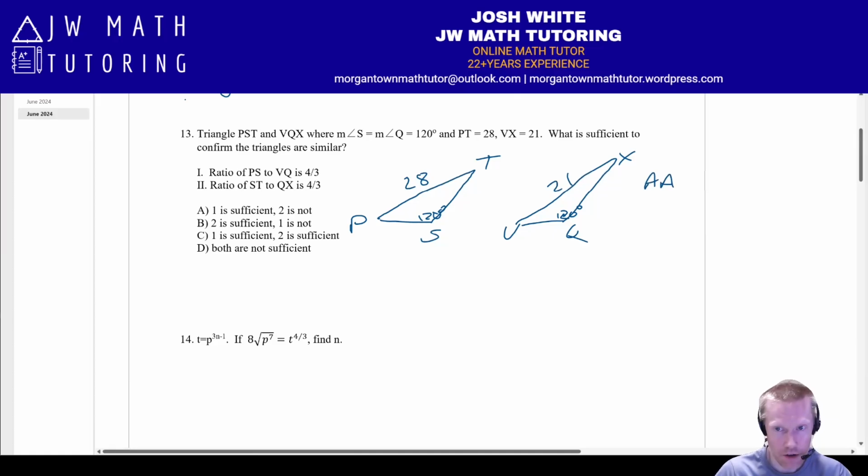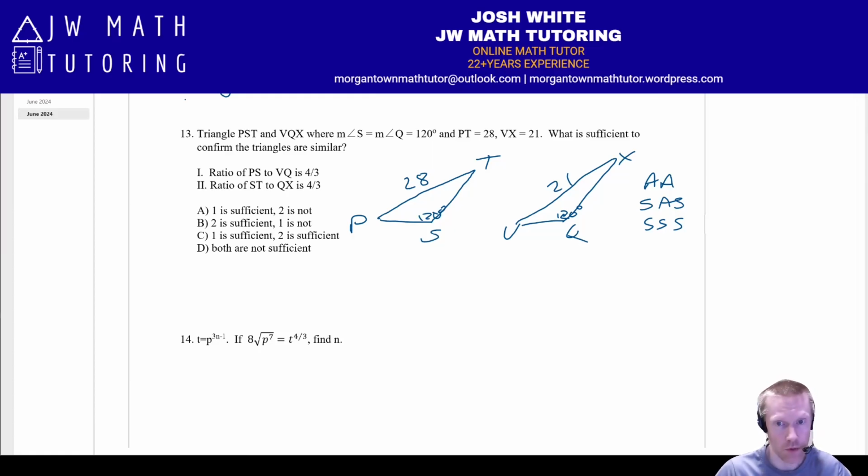Three methods to prove similarity: AA, angle, angle, SAS, side, angle, side, and SSS, side, side, side. Okay? The S's stand for pairs, a pair of proportional sides. The A stands for a pair of congruent angles. So far we've got one A, one pair of congruent angles. Now, one other thing to note too.